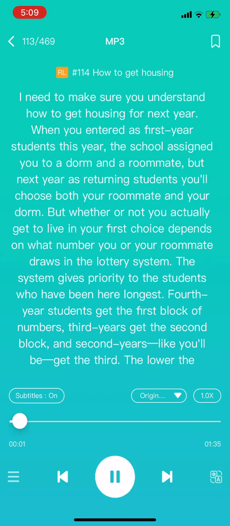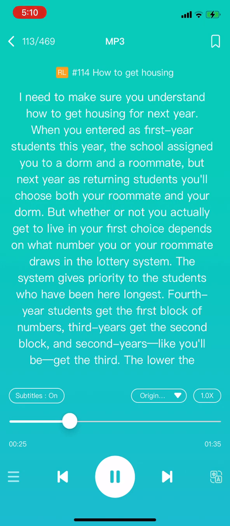I need to make sure you understand how to get housing for next year. When you entered as first-year students this year, the school assigned you to a dorm and a roommate. But next year, as returning students, you'll choose both your roommate and your dorm. But whether or not you actually get to live in your first choice depends on what number you or your roommate draws in the lottery system.